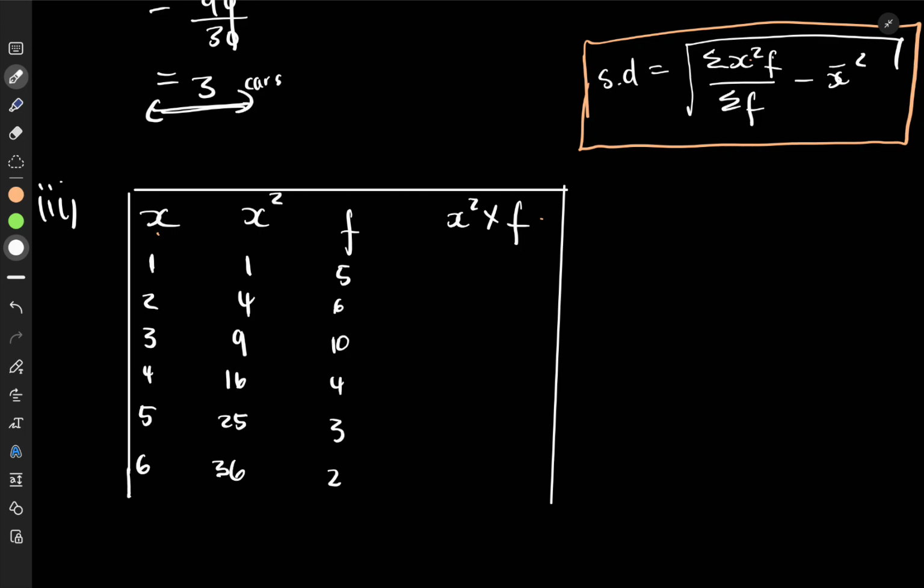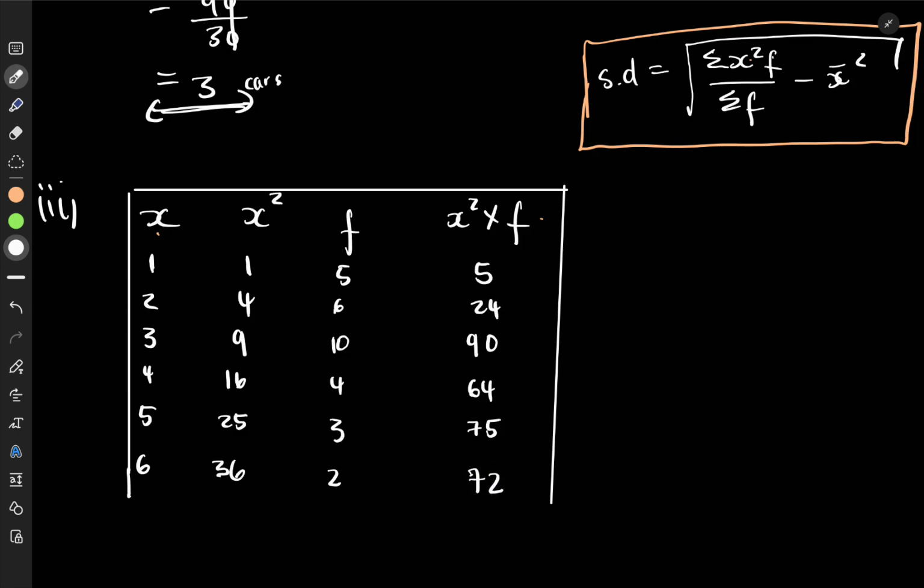Then now we can get x squared times f. 1 times 5 gets 5, 4 times 6 gets 24, 9 times 10 gets 90, 16 times 4 is 64, 25 times 3 is 75, and 36 times 2 is 72, right?